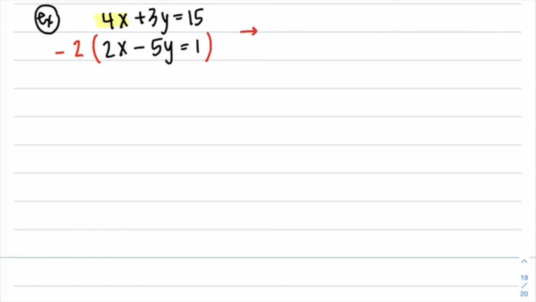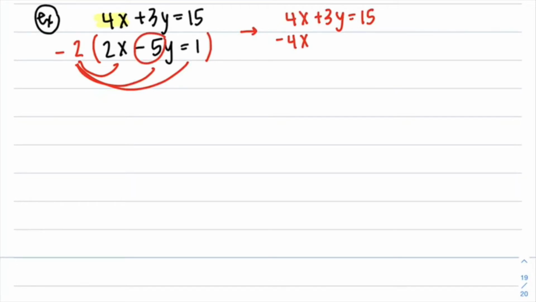All right, let's rewrite this. First problem did not change. So 4x plus 3y is equal to 15. Second problem is changing though. And remember what's happening is we are going to distribute this to everything. So this would become negative 4x. Negative 2 times negative 5. So again, take that sign, is going to become positive 10y. And then negative 2 times positive 1 is going to be negative 2.